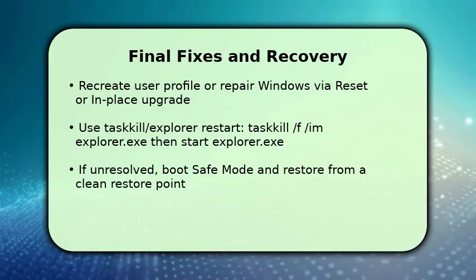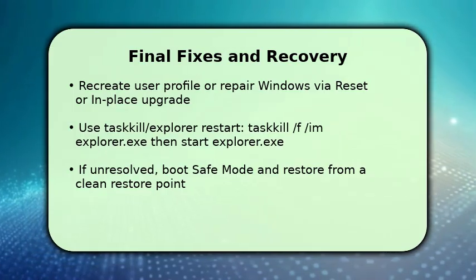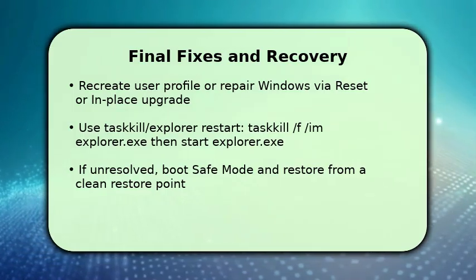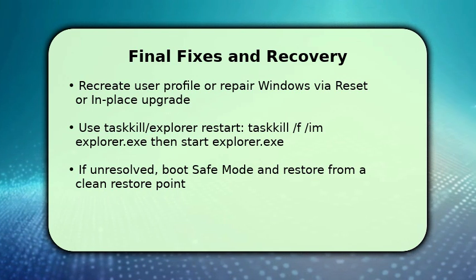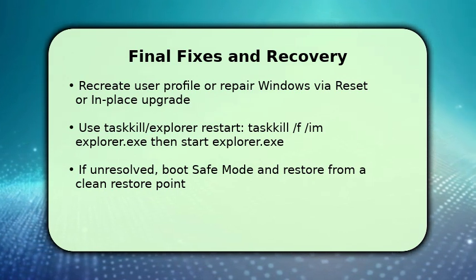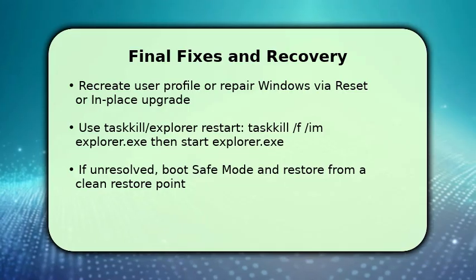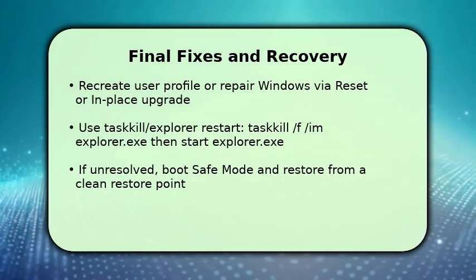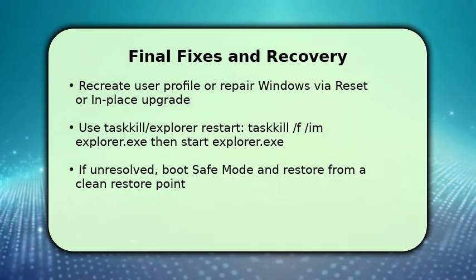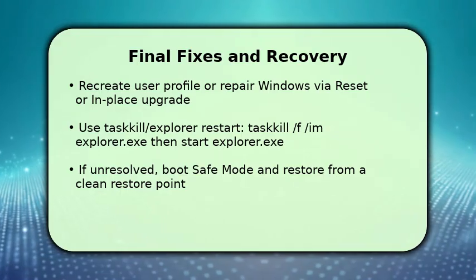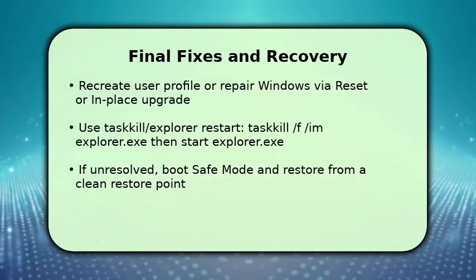For persistent corruption, perform an in-place upgrade or Windows reset while keeping files to repair system components. If nothing works, boot safe mode and use System Restore to revert to a clean point. If still failing, the key troubleshooting tip: test with a new admin user to isolate profile-level issues.